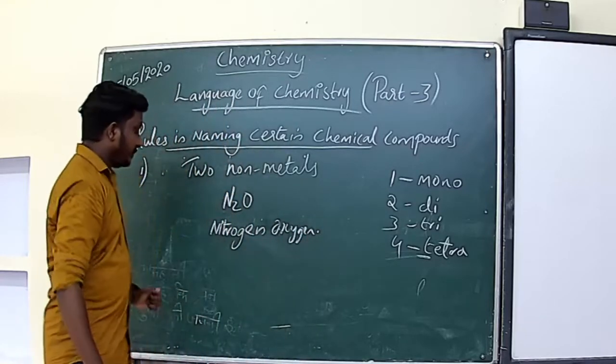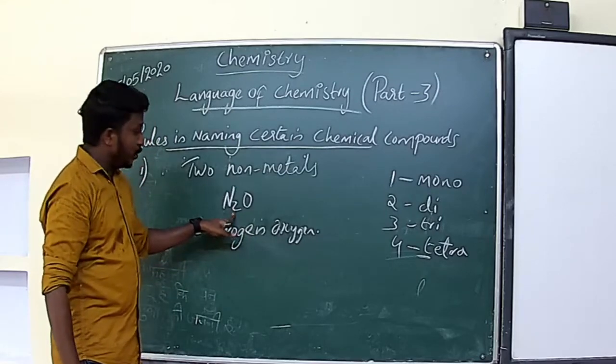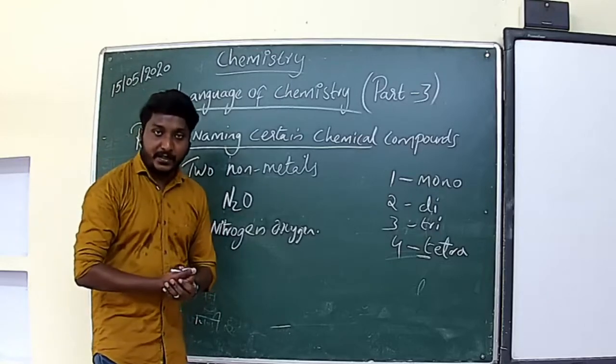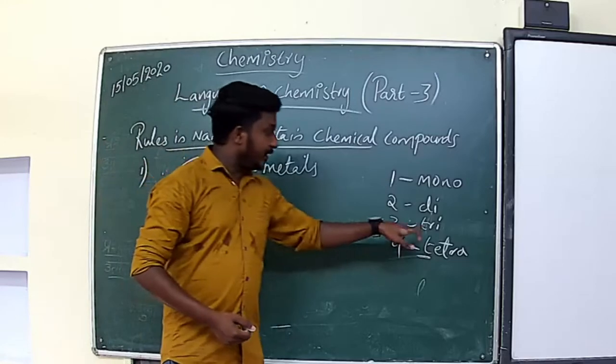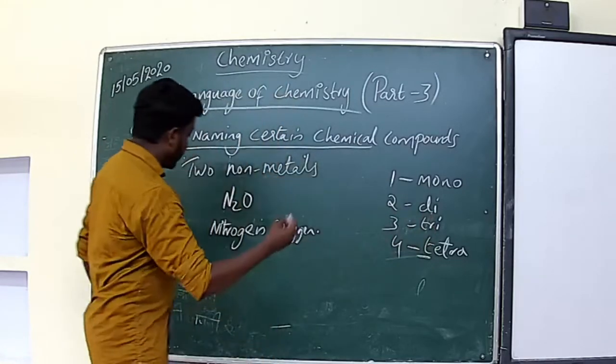Then here nitrogen, how many atoms? Here two atoms of nitrogen. So we said we will use a numerical prefix to denote the number of atoms. So two nitrogens are there. So what is the prefix? If two atoms are there, we will prefix by di. Right? So we can write the name.